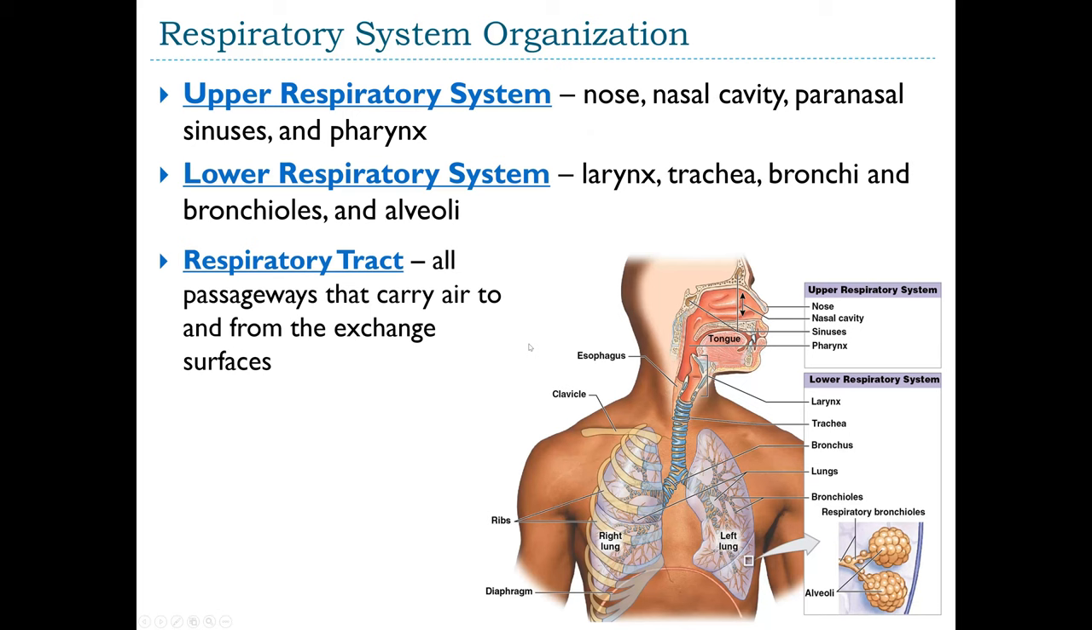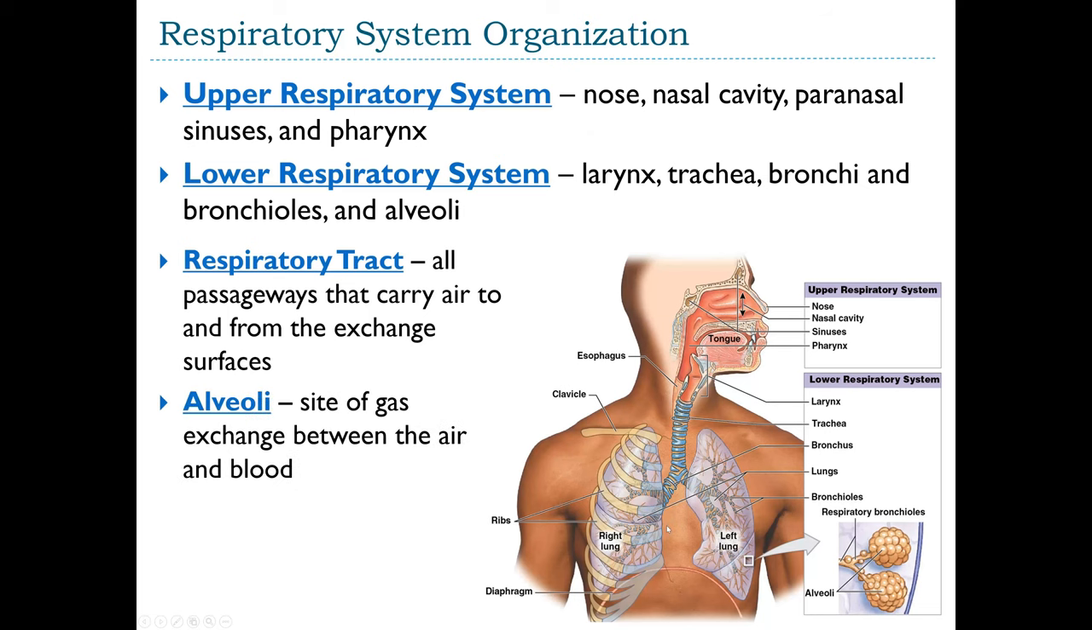When we talk about the respiratory tract, we are referencing all of the passageways that carry air to and from the exchange surfaces. So this would be the nasal cavity, the pharynx, the larynx, the trachea, the bronchi, and the bronchioles. And then we also have the alveoli, which is the site of gas exchange between the air and blood.